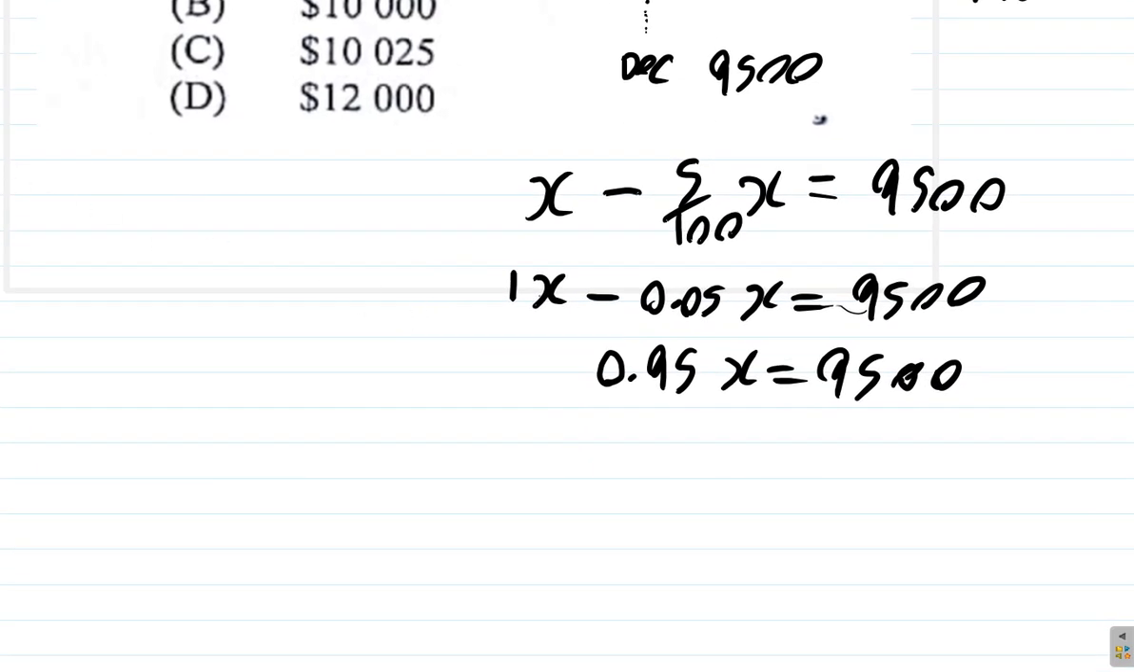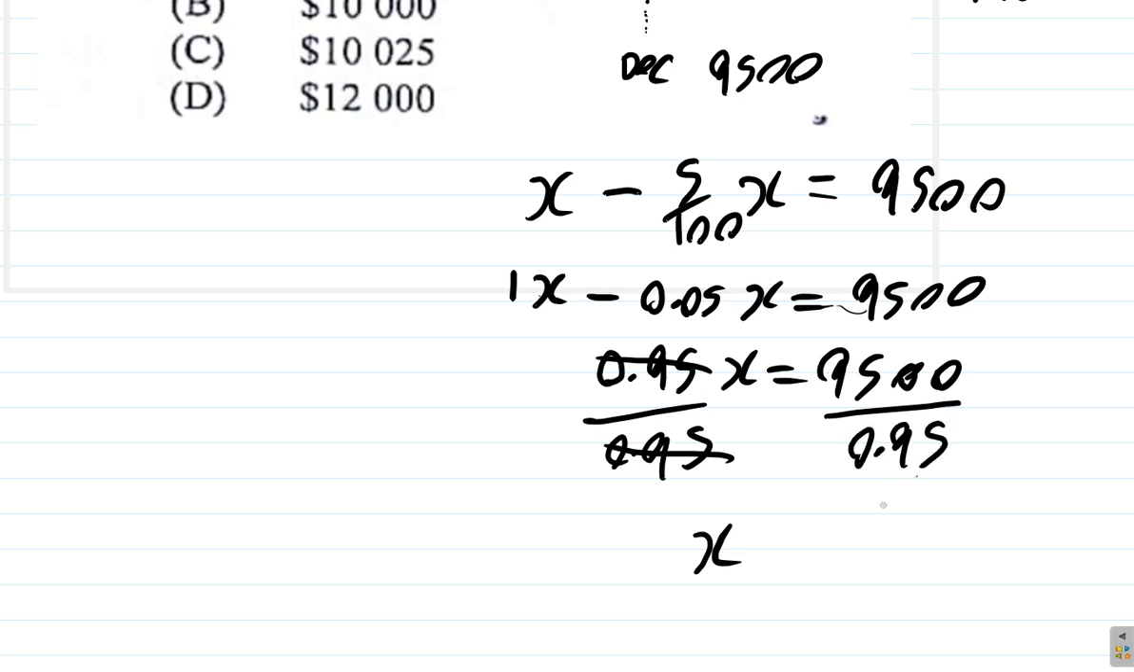So in this case now, let's divide by 0.95 to get x alone. If you divide by 0.95, cancel and leave x alone. Or if you divide the left hand side by 0.95, you must divide the right hand side by 0.95 as well. X is 9,500 over 0.95.